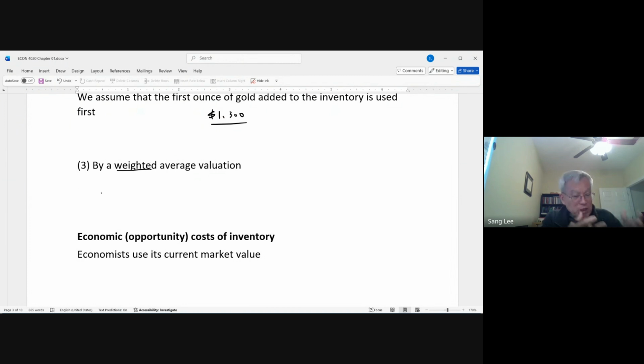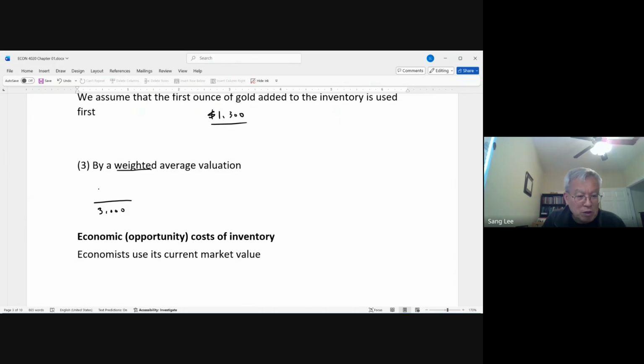So since we purchased two different quantities for two different prices, we use the quantity and the price as what? Weight. So here, at this moment, how much gold inventory do you have? You purchased 1,000 ounces the first time, and then 2,000 ounces the second time. So a total of 3,000 ounces of gold.